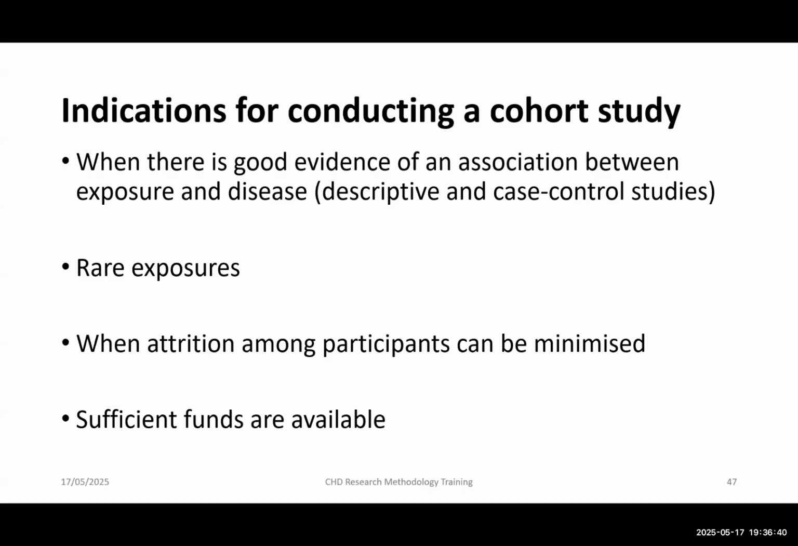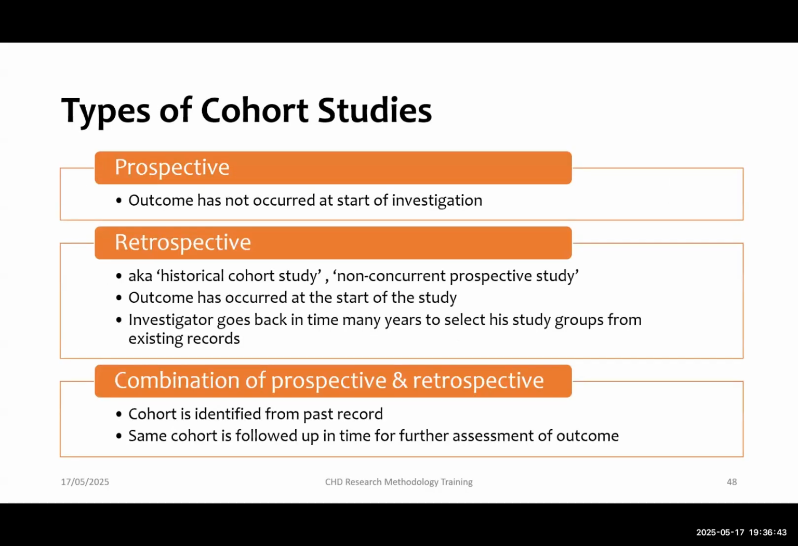There are different types of cohort study, depending on whether the outcome has occurred at the start of the investigation. You can have a prospective cohort study, a retrospective cohort study, or a combination of the two. A prospective cohort study is the follow-up study. It means the outcome has not occurred at the start of the investigation. You have those exposed to the factor and those not exposed, and you follow them over time. That's a prospective cohort study.